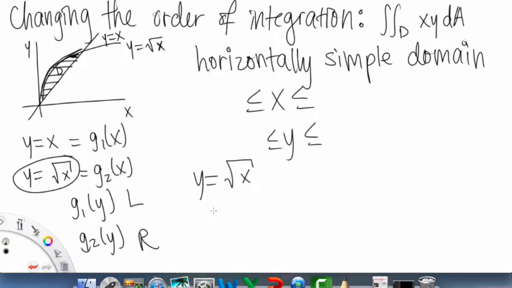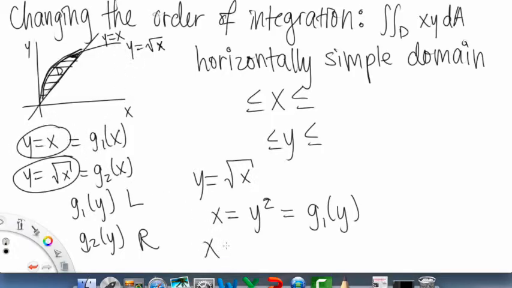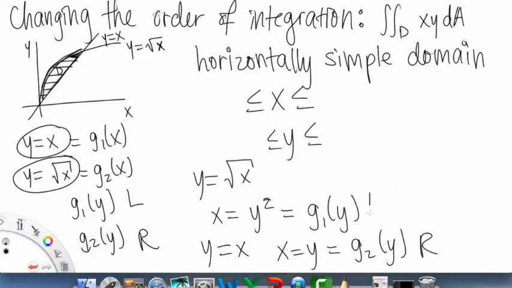So if we solve for x by itself, we get x equals y squared, because you square both sides. And this is our g1 of y. As for the other one, what curve bounds it on the right is just y equals x, and we want x by itself, and it already is by itself, so that's good. X equals y, and this is our g2 of y. This is on the right side, left side, right side.